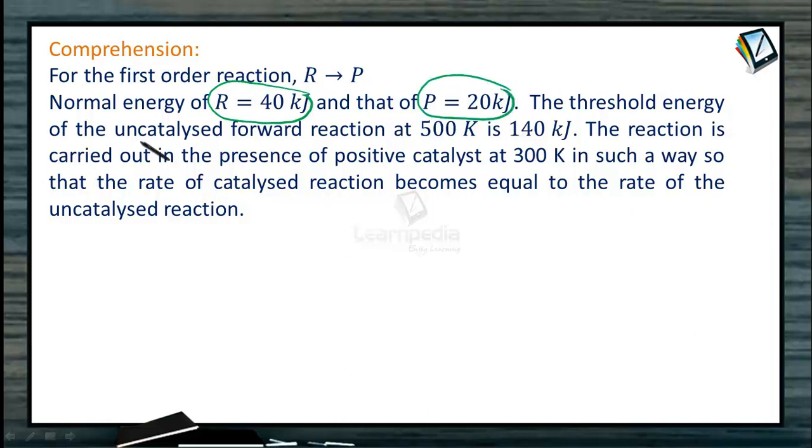And the uncatalyzed reaction is carried out at 500 Kelvin, whose threshold energy is 140 kilojoules. Whereas the reaction is carried out in presence of a positive catalyst at a temperature of 300 Kelvin. So this is the data given in the comprehension. Let's see the objectives based on this comprehension.